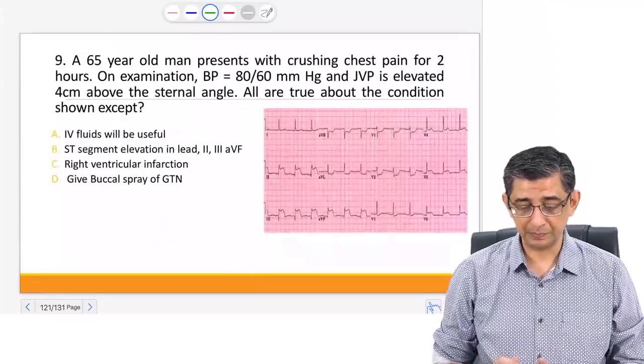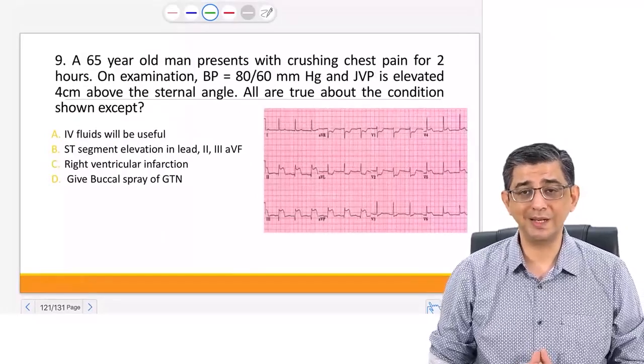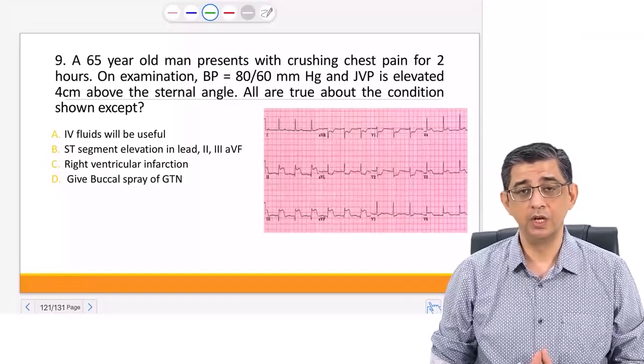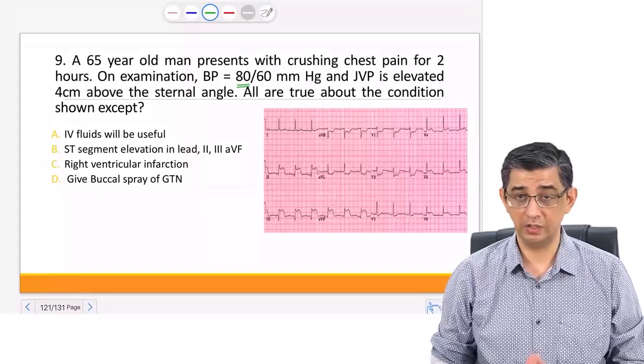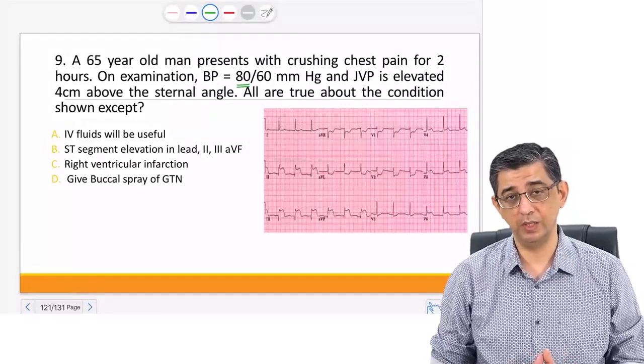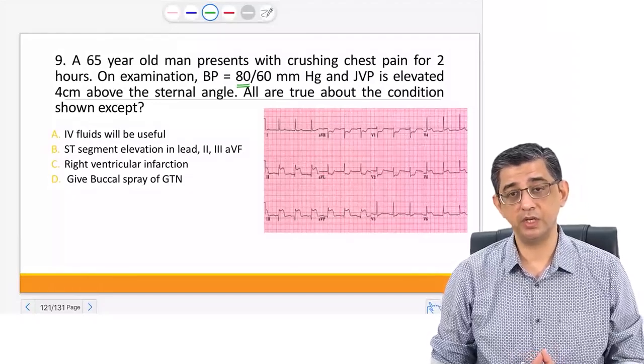Moving to the next one. This is about a 65-year-old man who's coming to you with crushing chest pain for the last 2 hours. On examination, BP is dramatically low. So that's a cause of concern. Either it could be anterior wall MI or inferior wall MI, because anytime the ventricles fail, either one of the two, the blood pressure should crash.